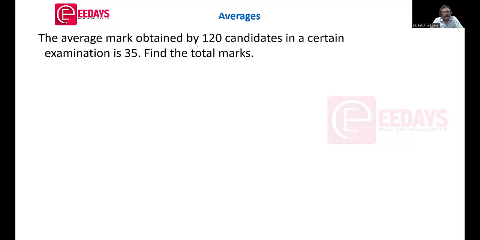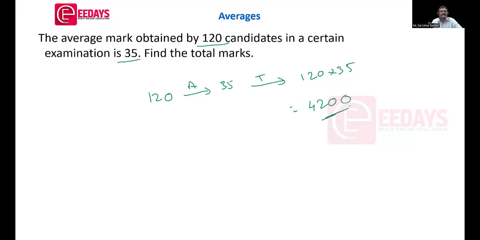The average mark obtained by 120 candidates in a certain examination is 35. Find the total marks. Here, total how many members are there? 120 members. What is the average? 35. What we require? Total. This is very simple, just a fundamental. Here, 120 into 35. So, how to calculate 120 into 35? 35 into 100, 3,500. Keep in your mind. 35 into 20, 700. Already we have 3,500. 3,500 plus 700. So 4,200, which is the required answer.